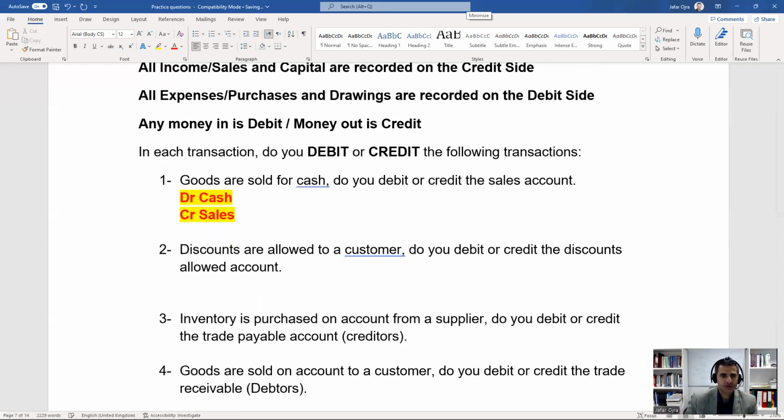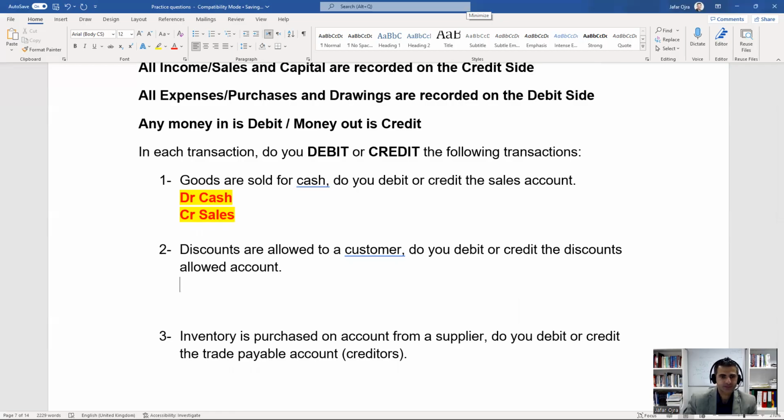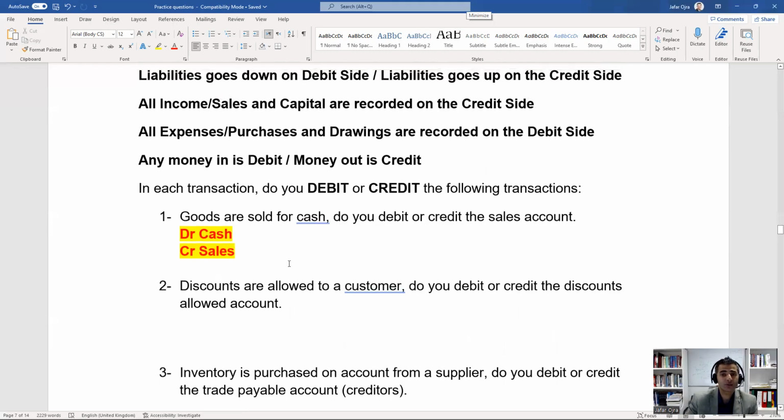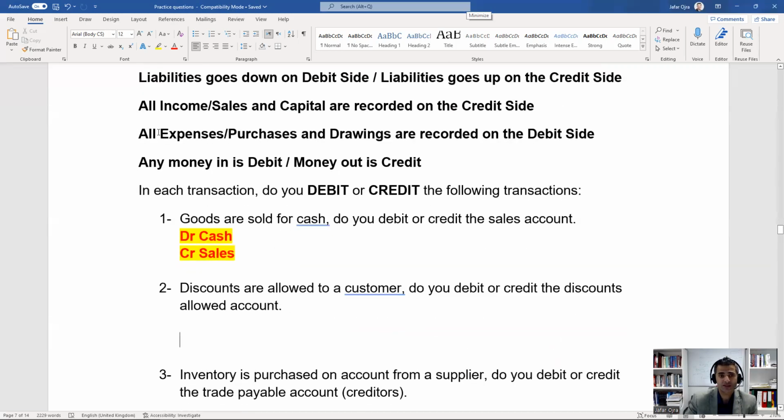Okay, question number 2. We have discounts allowed to a customer. So that's discount allowed. Do you debit or credit discount allowed? Discount allowed is a type of expense.